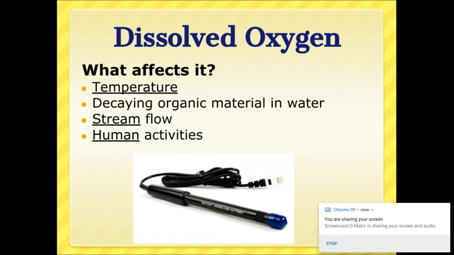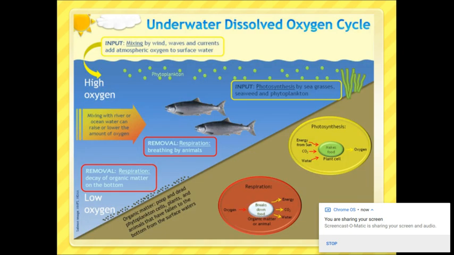If you take a look at this probe, this is similar to the type of instrument that we'll be using when we do our water quality testing. If you take a look here, you can see on this paper that oxygen gets into the water by mixing with the wind, waves, currents. That adds the oxygen from the atmosphere into the surface water. We also have plants and seagrasses, and they add oxygen into the water as well through photosynthesis. Now, mixing with river and ocean water can raise and lower the amount of oxygen.